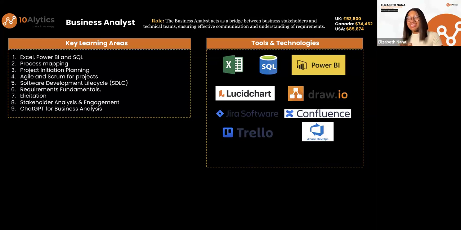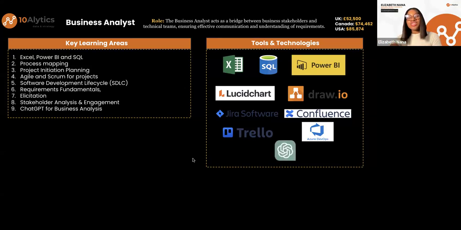And the beautiful part of this is that every single thing I mentioned here, from process mapping to Excel to Power BI, you're learning them using projects. So you're not just coming to class to read a textbook. You're not just coming to class to understand the definition. From your very first live class here at Analytics, you'll be learning all of them using hands-on projects. You have data sets to work with. You have processes to map out. So you're getting your hands dirty. Now, the tools you'll be learning: Excel, SQL, Power BI, Lucidchart, Draw.io, JIRA software, Confluence, Trello, and Azure DevOps as well.